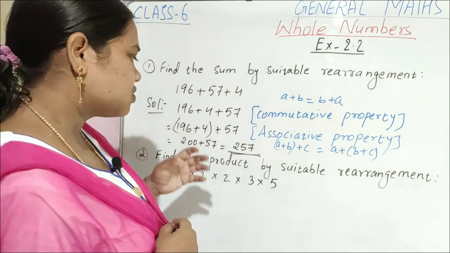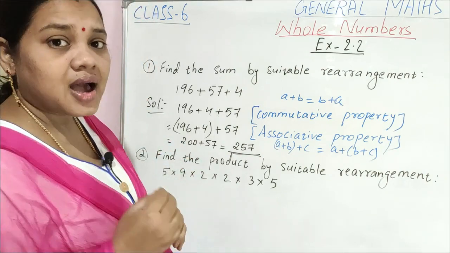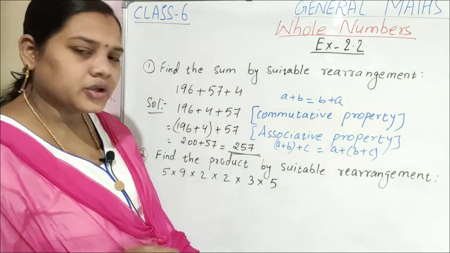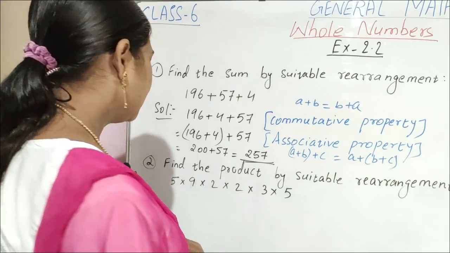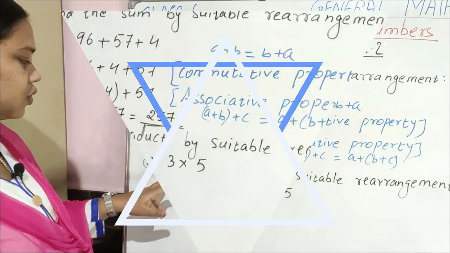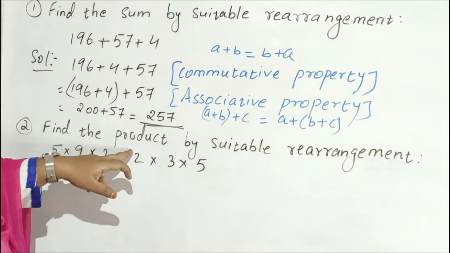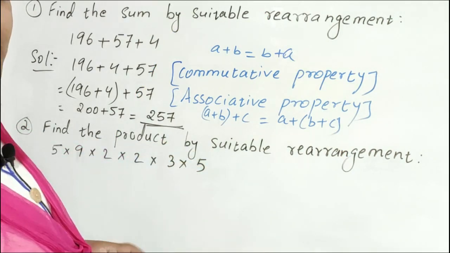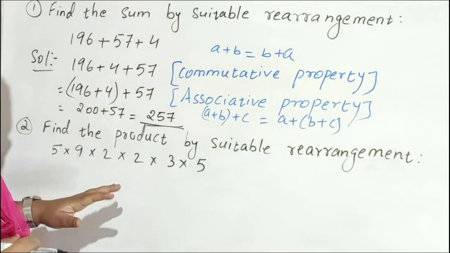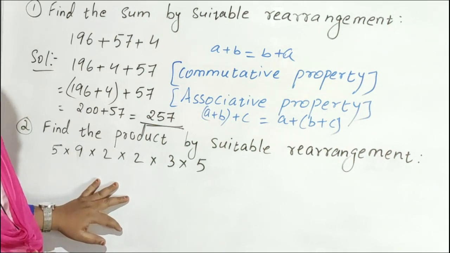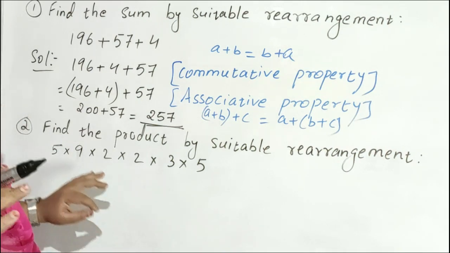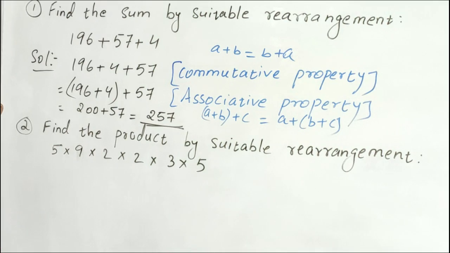Clear children? Questions like this are there in the exercise. I will give the exercise as work. You must try those sums. Next question, question number 2. Find the product by suitable rearrangement. Same type of question, but here you have to find the product.